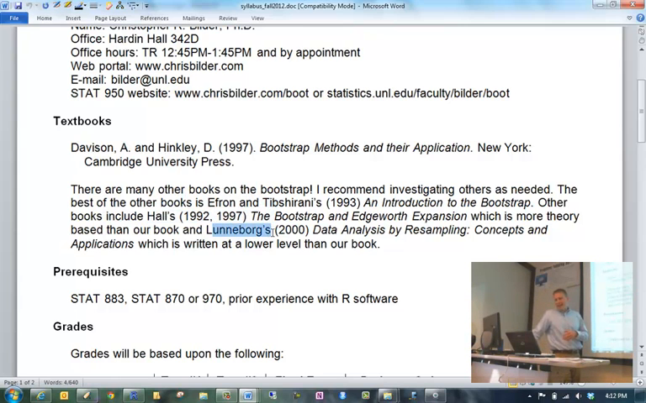Luenberger's book is written at a much lower level, maybe introductory master's level. But still, that can be helpful to be able to understand it at the level that we're going to approach it.